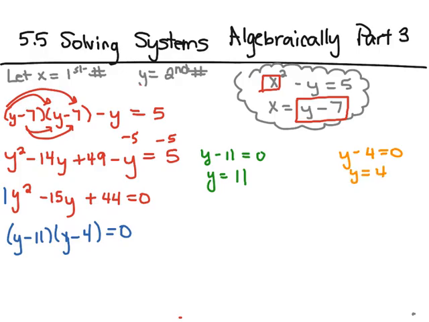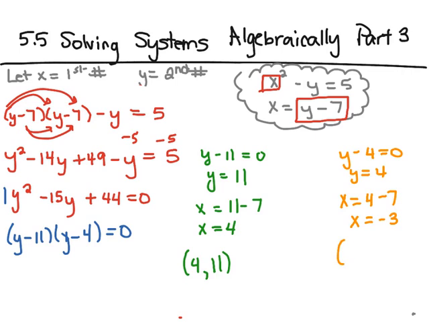So we're going to solve now for our x values, so we're going to substitute 11 in for y. So x is equal to 11 minus 7, which is 4, and x is equal to 4 minus 7, so x is equal to negative 3. So our 2 points that satisfy are 4, 11, and negative 3, 4. So those would represent our first numbers and our second numbers. And of course, you could test to see if it's correct by subbing it back into your two equations and checking your work.